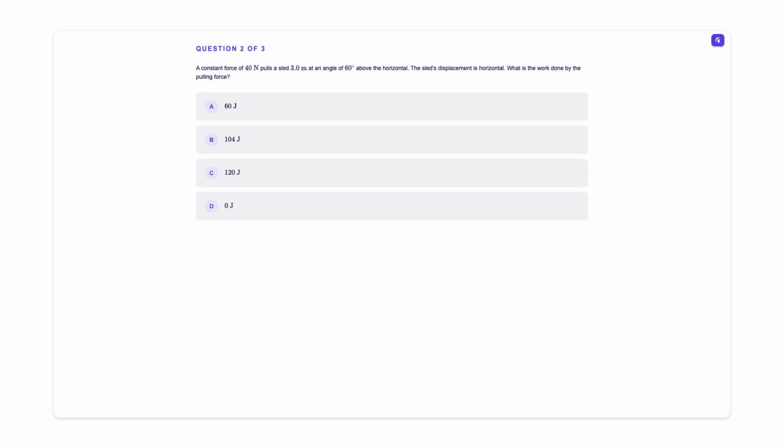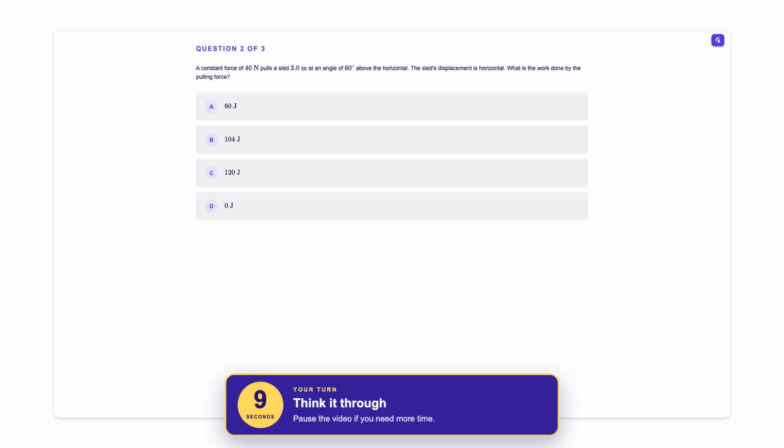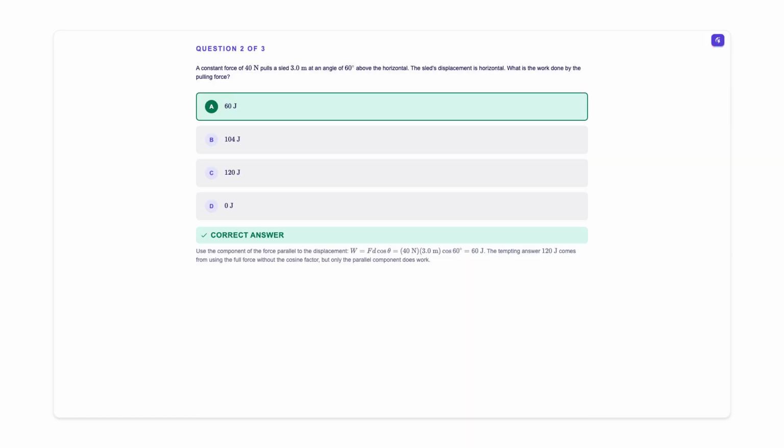A constant force of 40 newtons pulls a sled 3.0 meters at an angle of 60 degrees above the horizontal. The sled's displacement is horizontal. What is the work done by the pulling force?